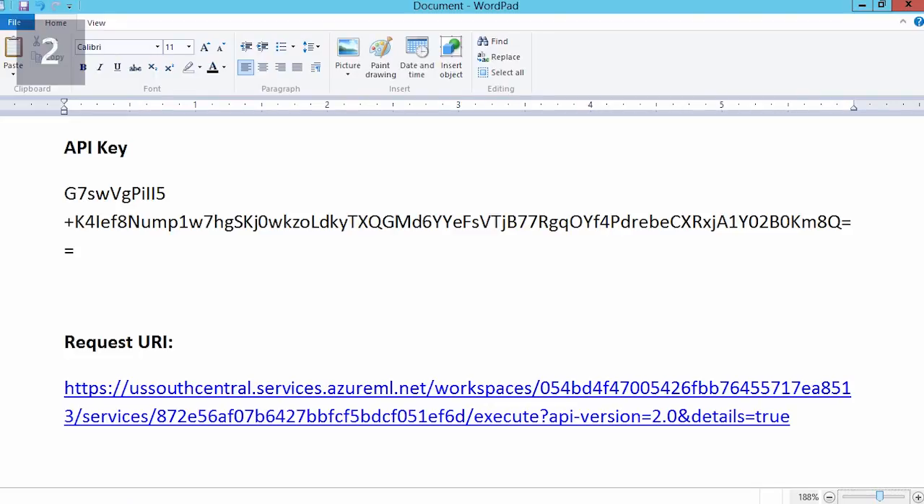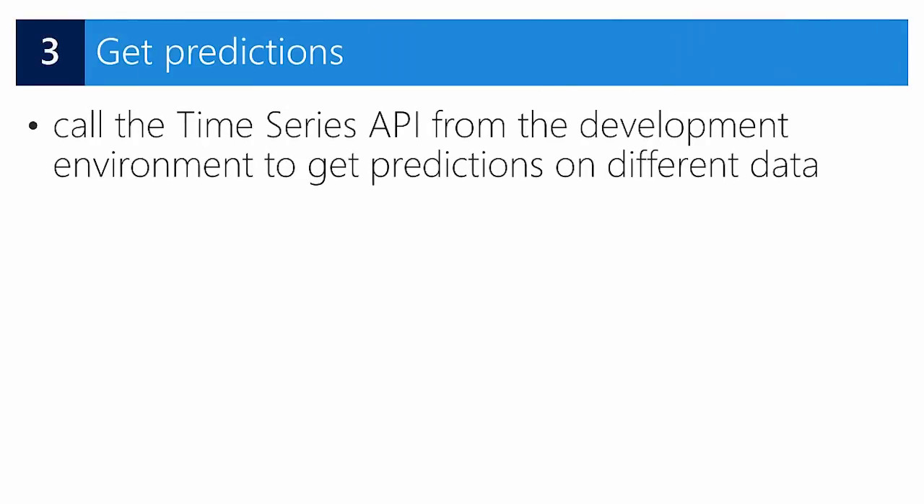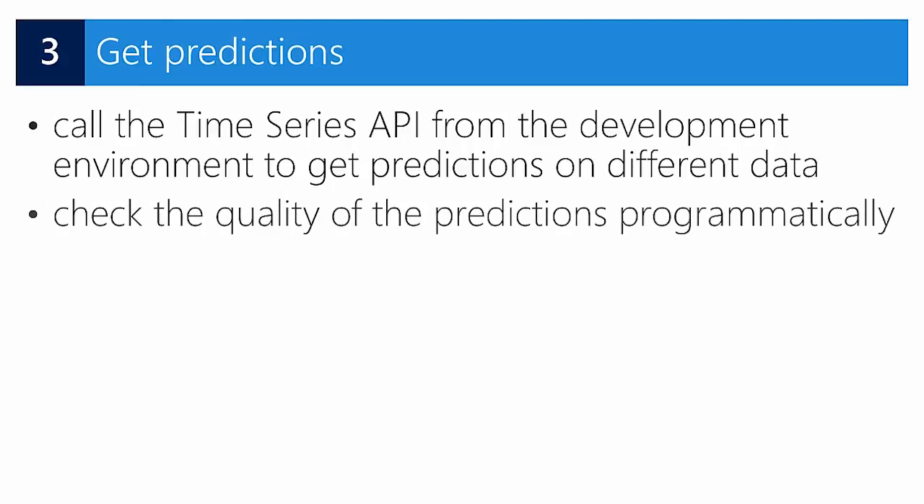So at the end of this step in Notepad or WordPad, we have our API key and our request URI. In step 3, we will call the time series API from our development environment to get predictions on data coming from the item ledger entry table, and we'll also check the quality of our predictions before we present it to the end user.